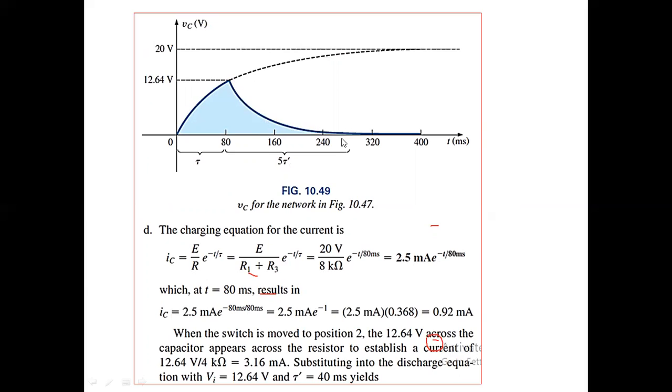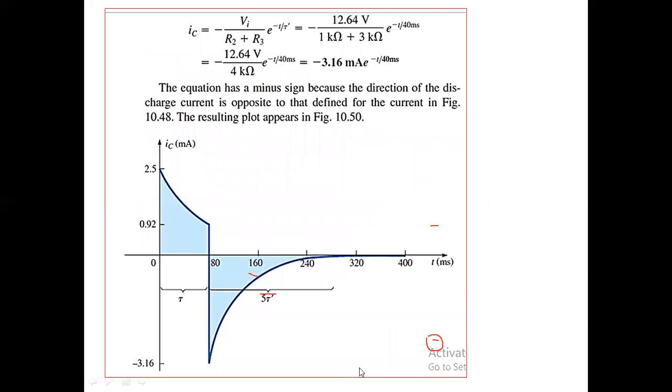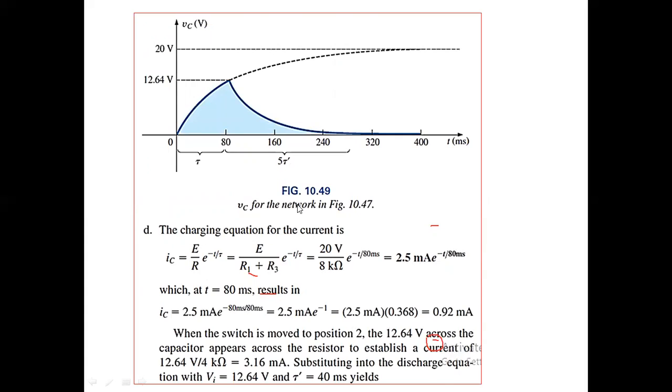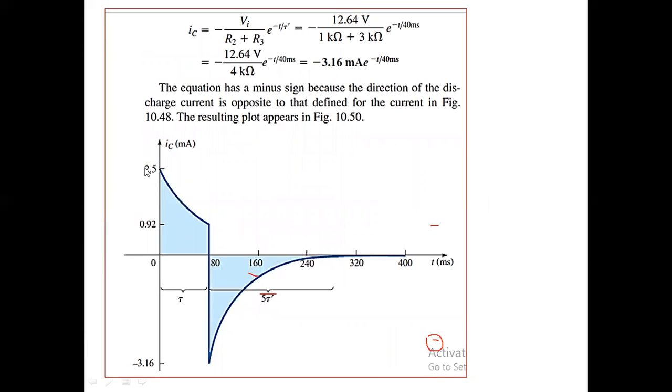We will get this, and the current for the charging phase is this, and for the discharging, 40 millisecond, this is the discharging phase current, and this is the charging phase current. The current will be like this. After 1 tau, the discharge phase has started.